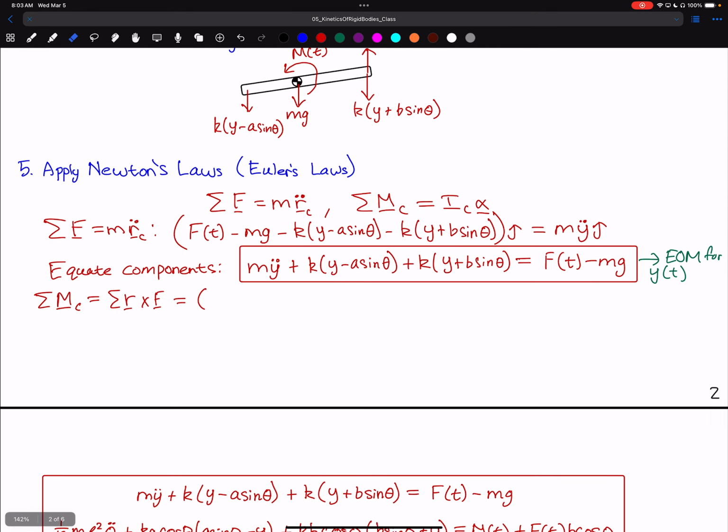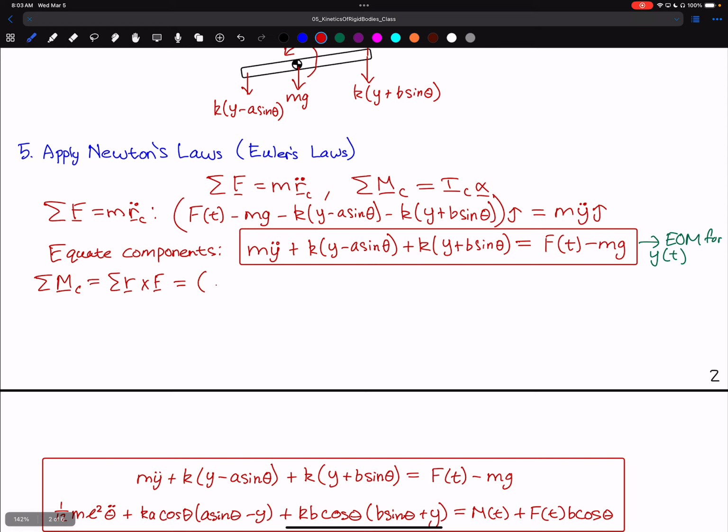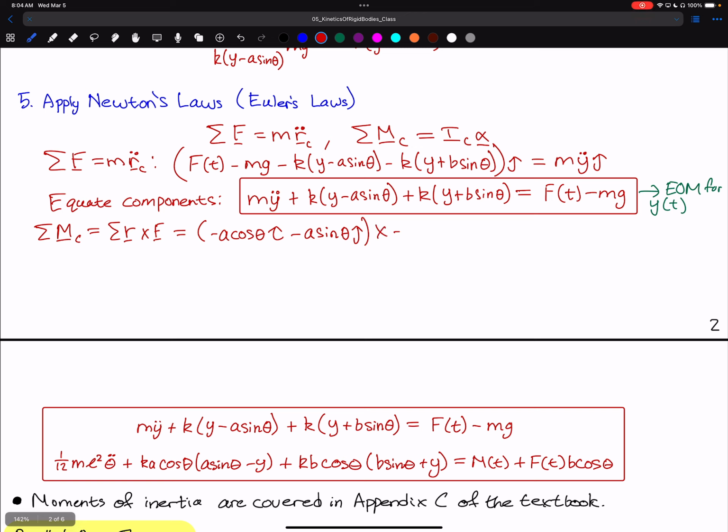It's minus a cosine theta in the i direction, minus a sine theta j. That is then crossed with our spring force, which is minus k times y minus a sine theta, all that in the j direction. Plus, then we're going to do all the forces that act at B. We don't need to include gravity because gravity is acting at the center of mass, so it doesn't generate any moment.